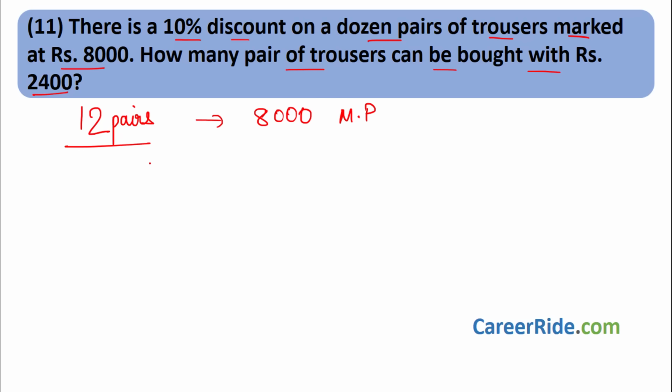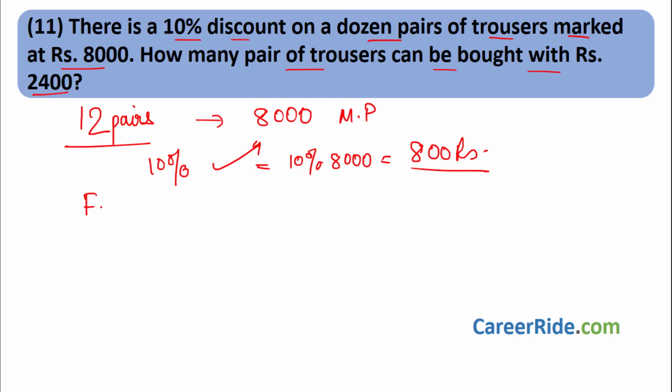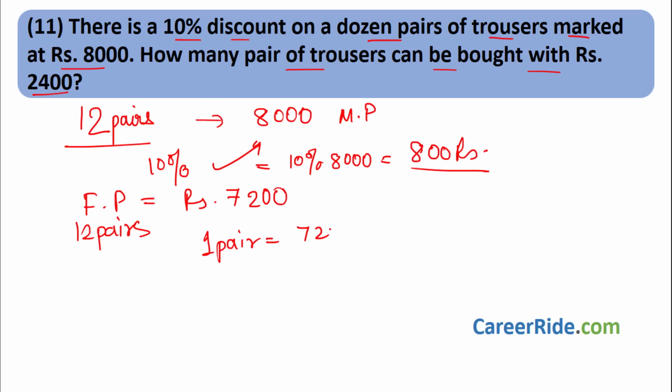So 10% discount on 8,000 rupees, that would be 10% of 8,000 rupees, that is nothing but 800 rupees, right? 800 rupees is the discount. So the final price now is rupees 7,200, that is 8,000 minus 800, right? This is the final price. Now 12 pairs are bought for rupees 7,200. So one pair of trousers is bought for 7,200 divided by 12, that is rupees 600, right?